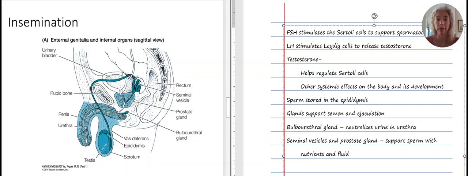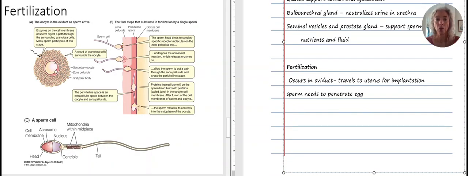There are other glands, the seminal vesicle here and the prostate gland over here, that release fluids to help provide nutrients to the sperm and fluid to help convey the sperm to the egg. Altogether, these fluids, along with the sperm, make up the semen. Once the sperm reach the egg, fertilization can begin. Hundreds to millions of sperm can be released, but only one will fertilize the egg.